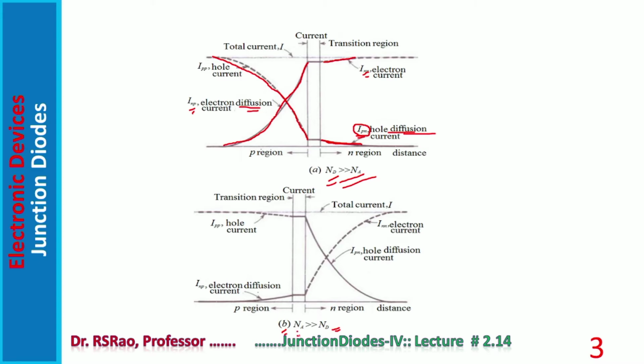When NA is large compared to ND, the situation is depicted here. On the N side, notice the hole current is falling exponentially. Electron current is rising exponentially. On the P side, hole current is rising exponentially. It is majority carrier current. Electron current is falling exponentially.